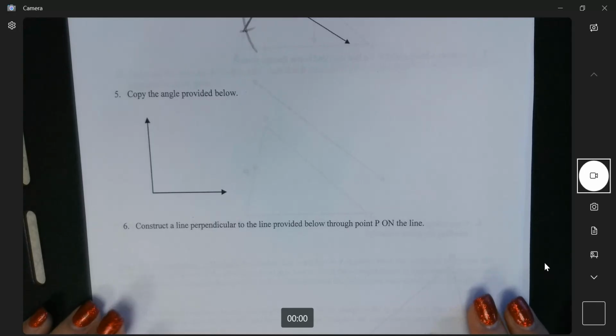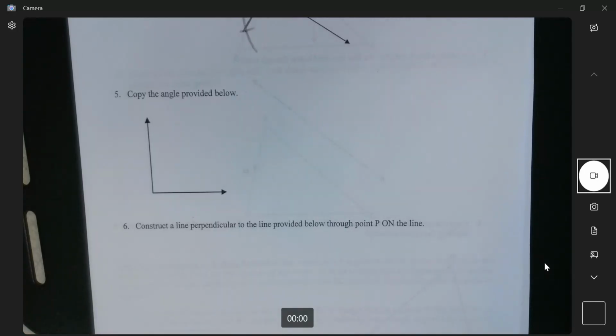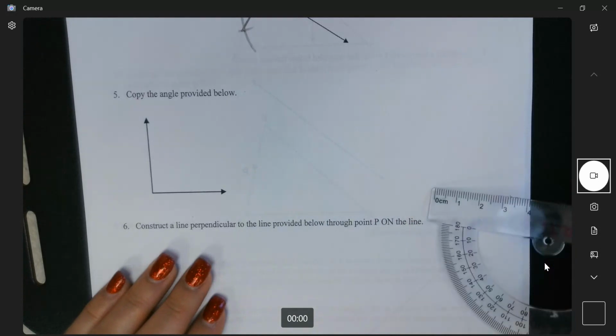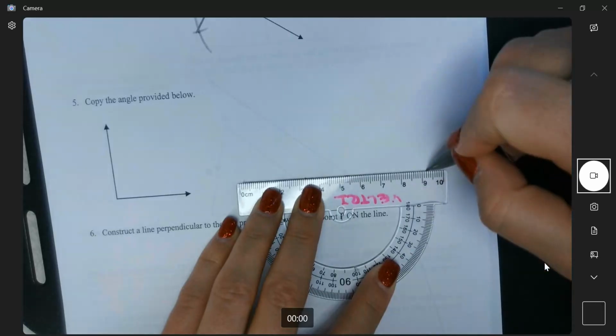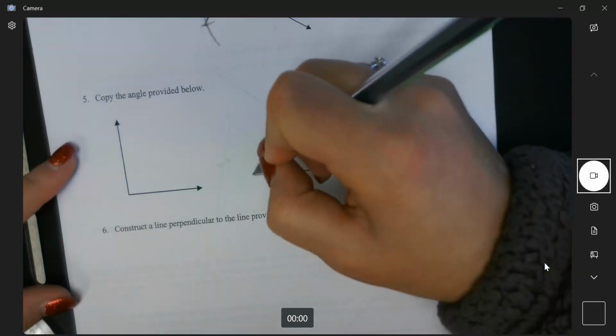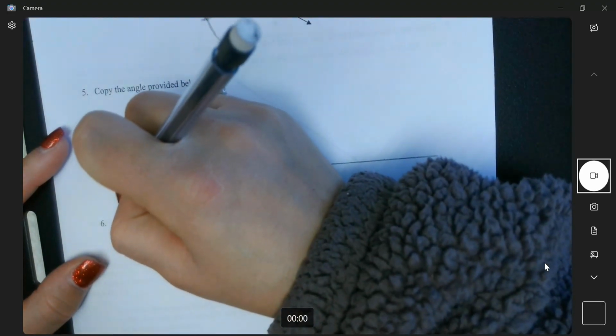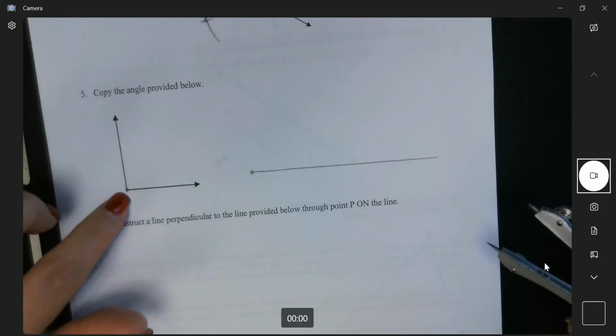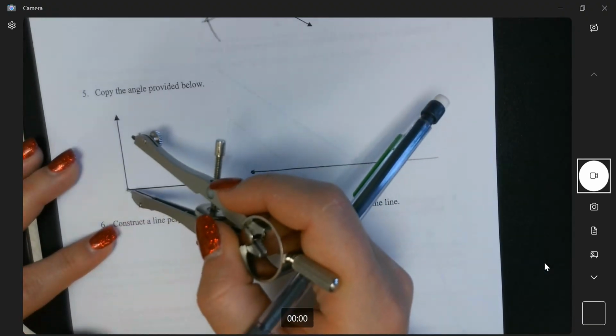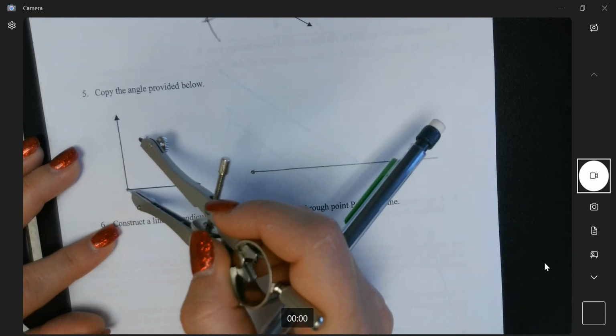We're copying this angle. So we don't have anything to start with for this question. What I suggest doing is taking your ruler and just making a line off to the side so that you have something to work with. So there's my starting line. And I'm going to just make a point here. That'll be like my vertex, essentially, of this new angle that I'm making. So I'm going to make this point here a little more exaggerated. And I'm going to start by taking the point of my compass and placing it on this point right here. So let's do that. And then make an arc.